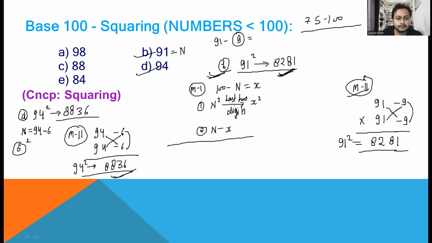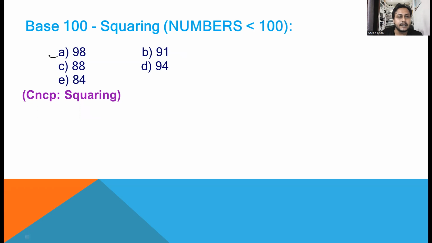Let me take two more examples. Let's say, what is 98 square and what is 88 square? This one is for you guys, you solve 98 square and 88 square. So let's do it with both methods.